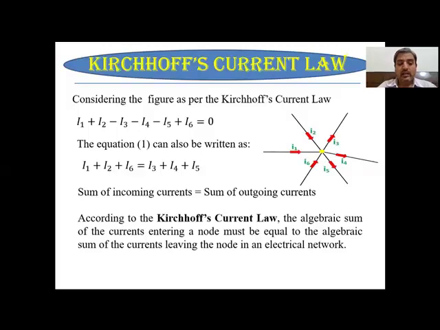plus I5. We can see that I1, I2, I6 are the incoming currents and I3, I4, I5 are the outgoing currents. So based on this equation, we can conclude that the sum of the incoming currents is equal to the sum of the outgoing currents. This is the basic fundamental concept of KCL. According to KCL, the algebraic sum of the currents entering a node must be equal to the algebraic sum of the currents leaving the node in an electrical network, or basically the sum of the incoming currents must be equal to the sum of the outgoing currents.